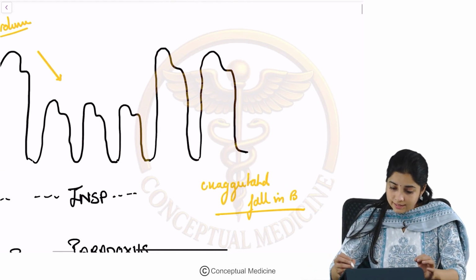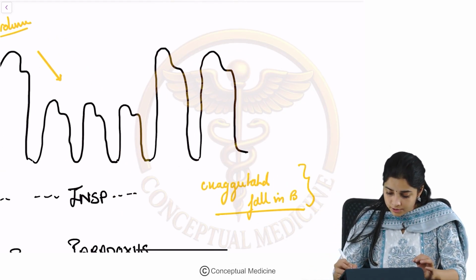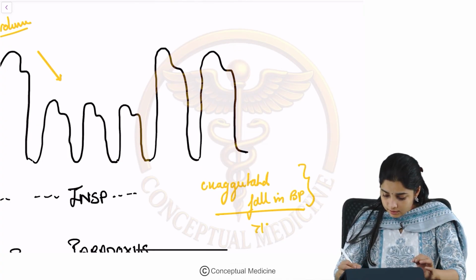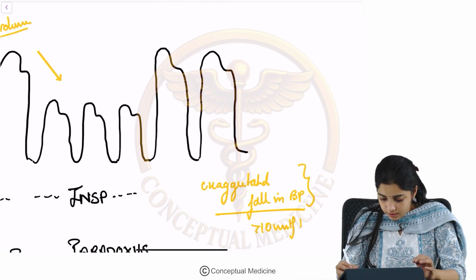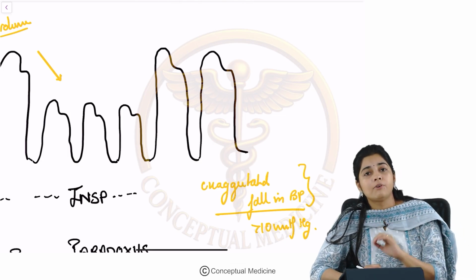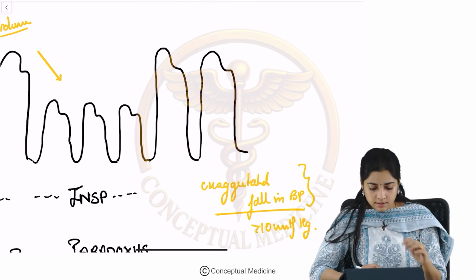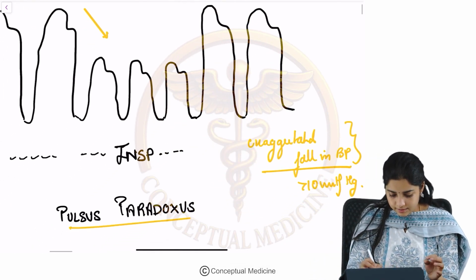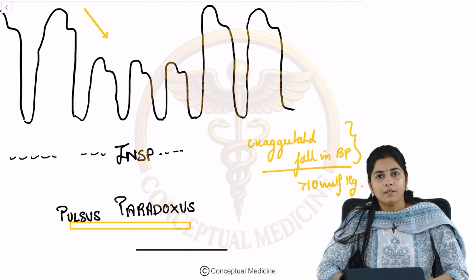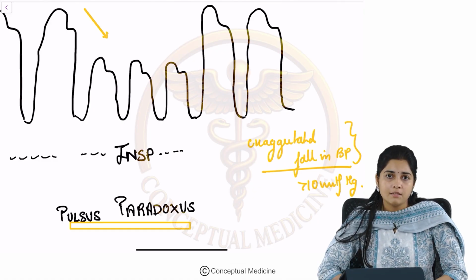However, if there is an exaggerated fall in the blood pressure of more than 10 millimeters of mercury during inspiration, this is what we call the Pulsus paradoxus.